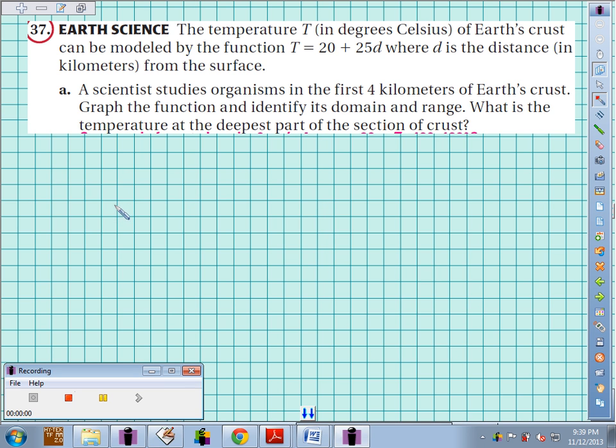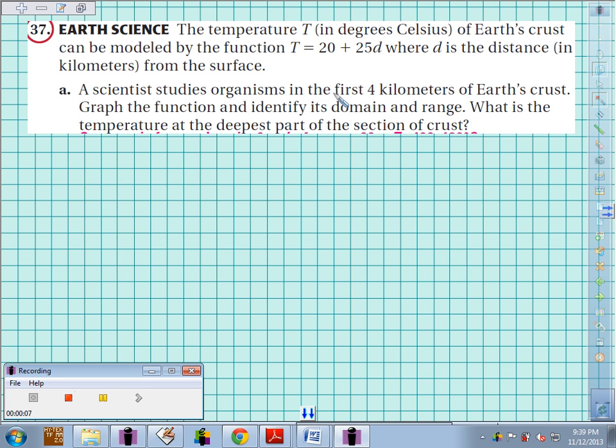Number 37, little earth science question. The temperature T in degrees Celsius of the Earth's crust can be modeled by the function T equals 20 plus 25d, where d is the distance in kilometers from the surface. A scientist studies organisms in the first 4 kilometers of Earth's crust. Graph the function and identify its domain and its range. What's the temperature at the deepest part of the section of the crust?